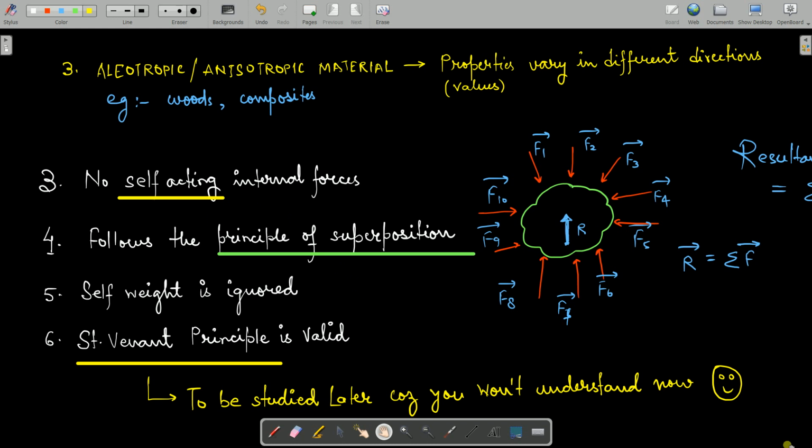With these assumptions we'll proceed with the subject strength of materials, and in the next lecture I will introduce the core part, which is stress.